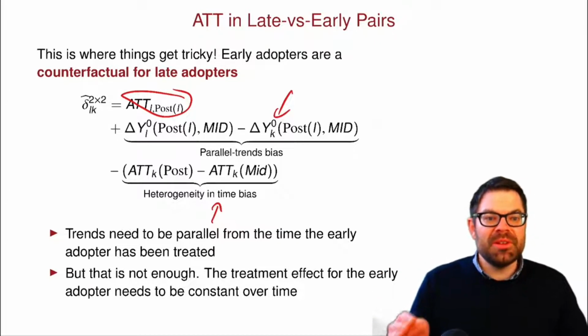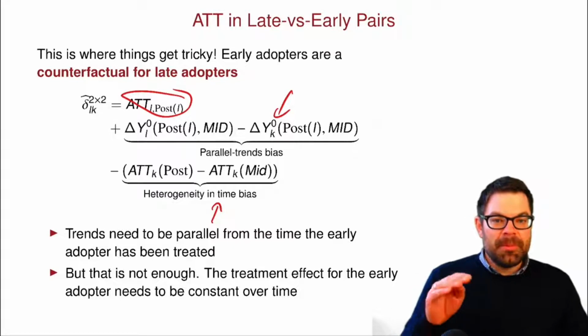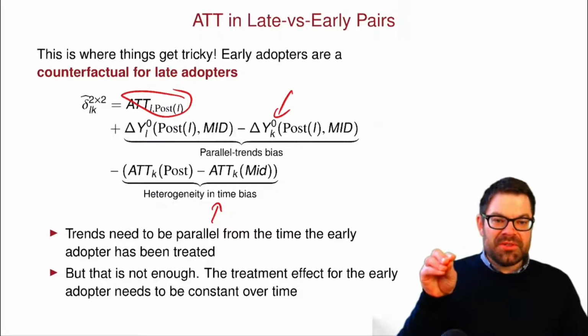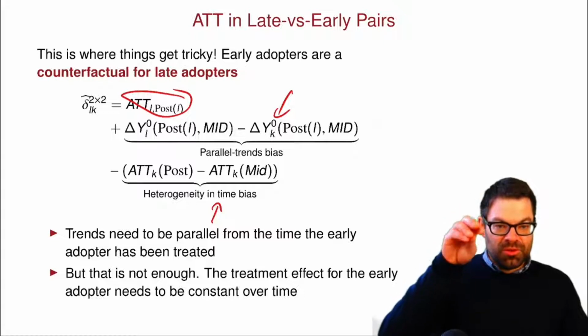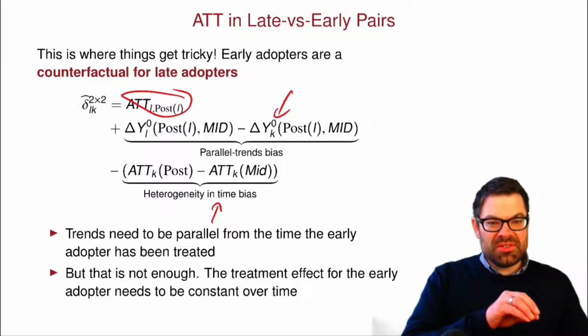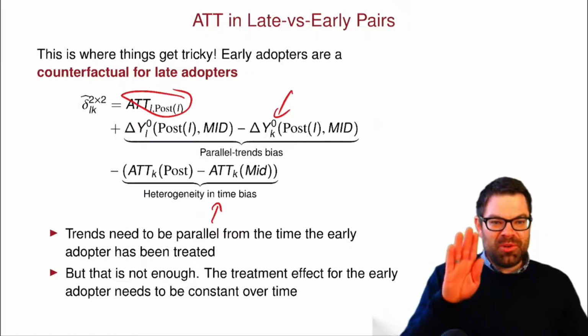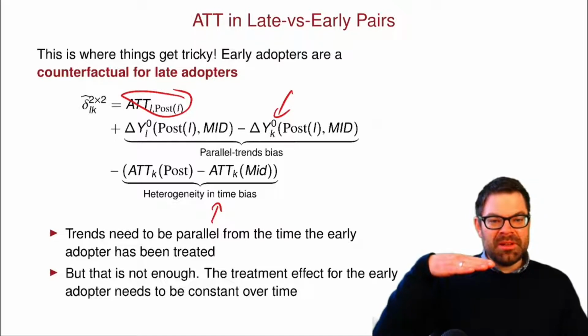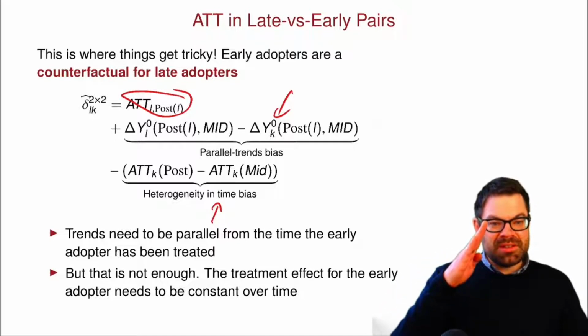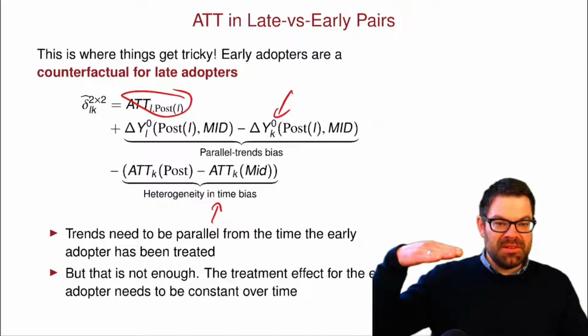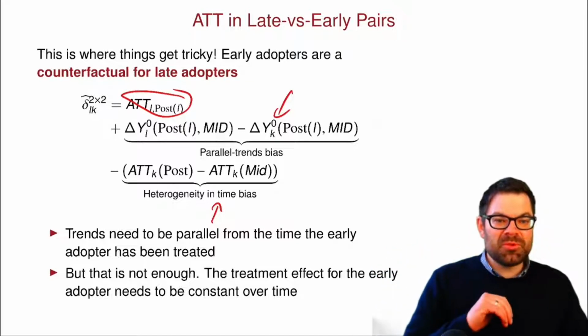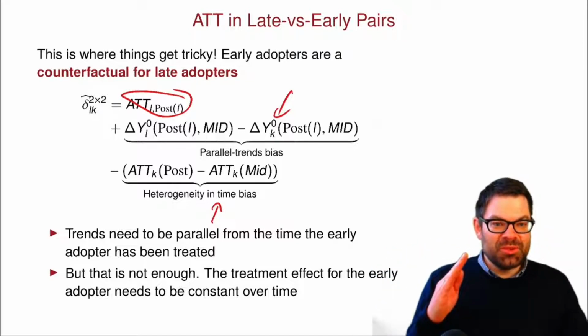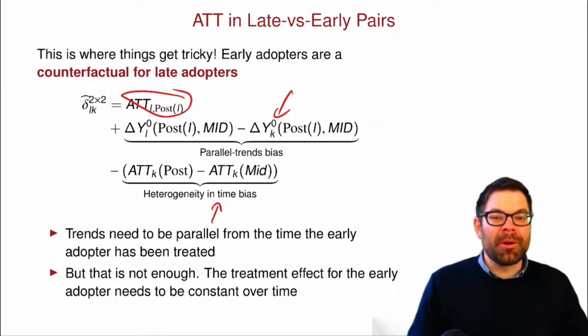In a nutshell, what is meant by that is that the early adopters are a control group for the late adopters, but there is a problem if the treatment pushes the early adopters on a different time trend. Because if they no longer follow the same time trend, then they're not a suitable counterfactual anymore.